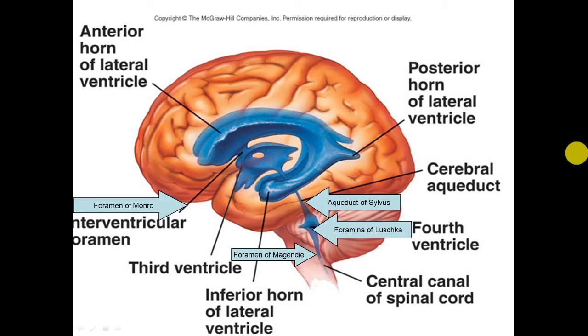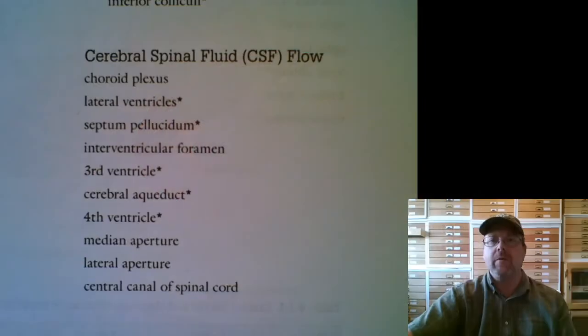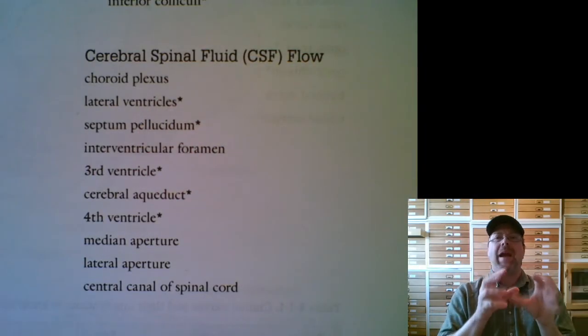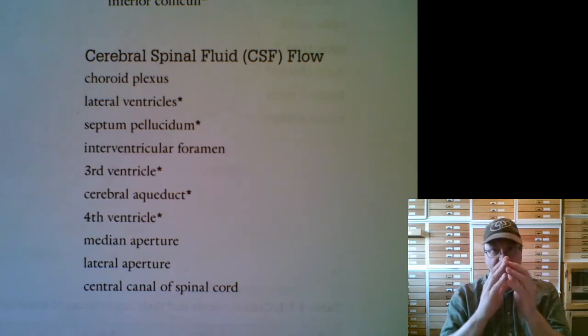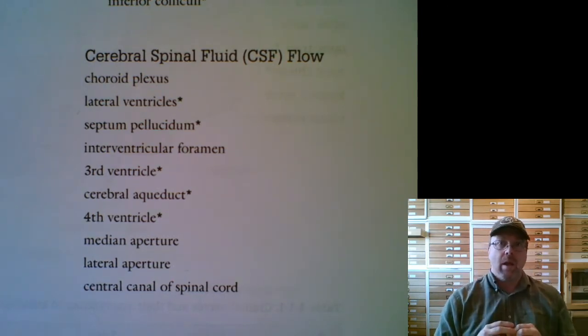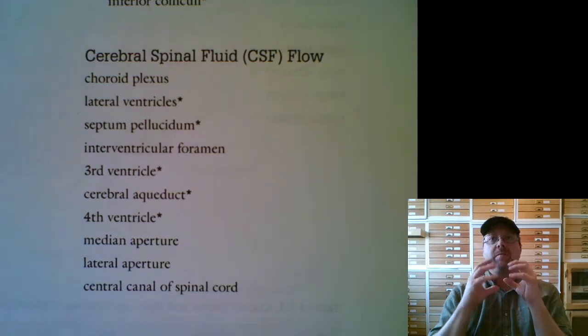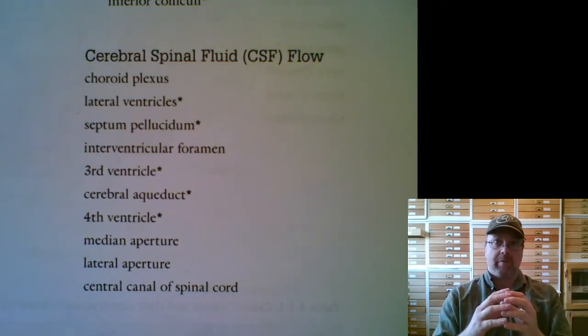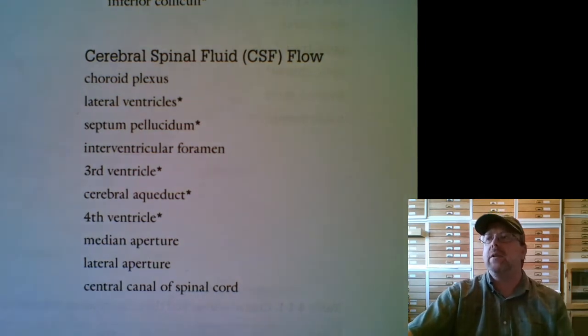Now, the cerebral spinal fluid is held in these structures called ventricles. So these ventricles are these blue areas in this diagram. Now, what is confusing is that those blue areas are actually spaces within the brain. So they are spaces filled with the cerebral spinal fluid. And so we've got 4 different ventricles that hold cerebral spinal fluid that are in the brain.